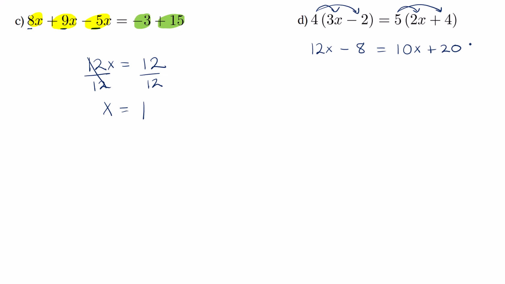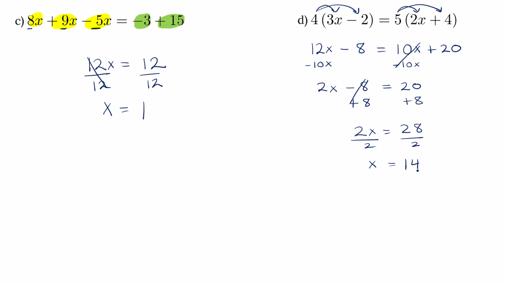And here we're at the step that we want to get x's together on one side and then constant terms together on the other. So I'm going to move the 10x to the left side with the 12x. So 12x take away 10x is 2x minus 8. 10x minus 10x, that's the one I wanted to get rid of. So we're just left with 20 on the right side. Then we add 8 to both sides. 2x is equal to 28, and divide by 2 to get 14.